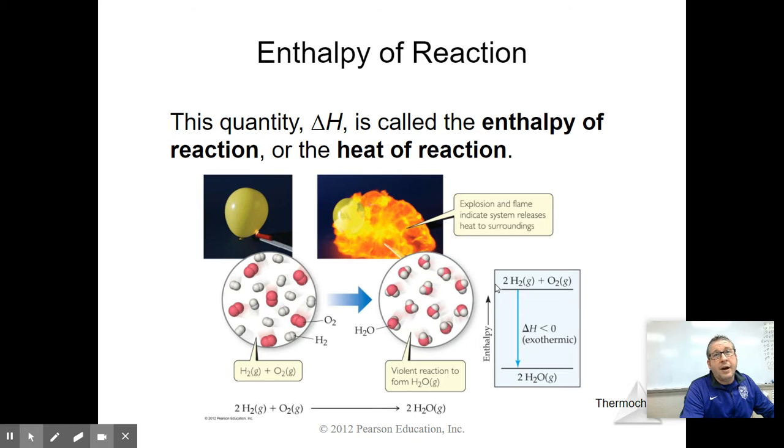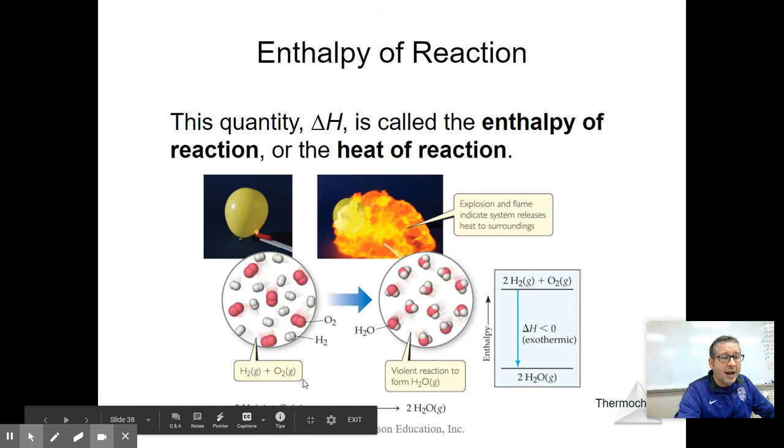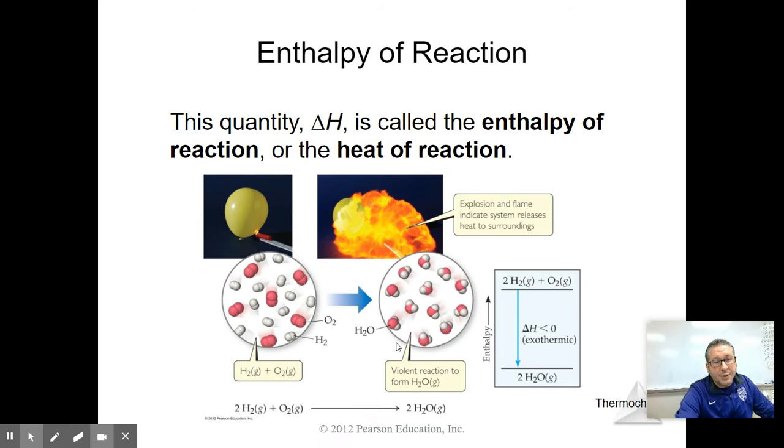When we call the quantity delta H, it's called the enthalpy of reaction, or other times you're going to hear it called heat of reaction. Like we see here, we've got hydrogen reacting with oxygen. And when we have a reaction between hydrogen and oxygen, it forms a completely violent reaction. Some of you may know a really good example of this type of reaction, the Hindenburg. If you don't know what the Hindenburg is, look it up, but it was a very large, impressive blimp, way back almost 100 years ago or so.